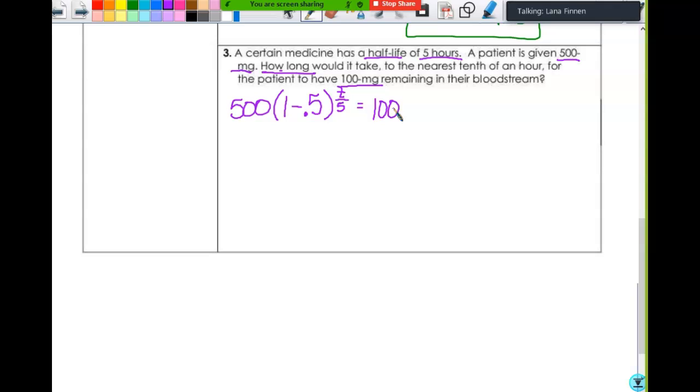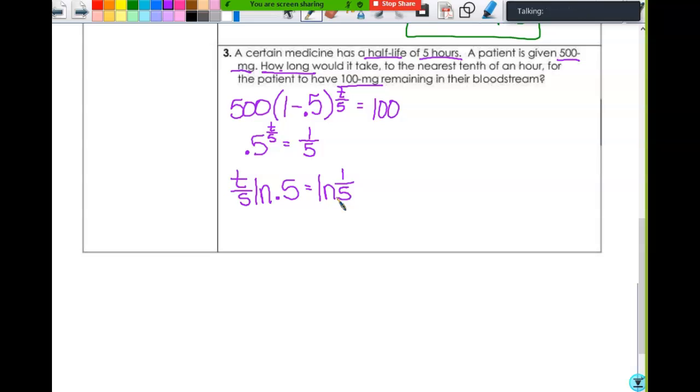And then that's going to have to equal 100 milligrams remaining. So the first thing I'm going to do is divide by 500. So I'm going to get 0.5 to the t divided by 5 power equals 1/5. 100 over 500 is 1/5. What do I do now? Take the log. When I take the log of both sides, I'm also going to use the power rule. So I'm going to do 2 steps in one. This gives me t divided by 5 times the natural log of 0.5 equals the natural log of 1/5. I kind of skipped a step, which is fine if you know what you're doing and why you're doing it.